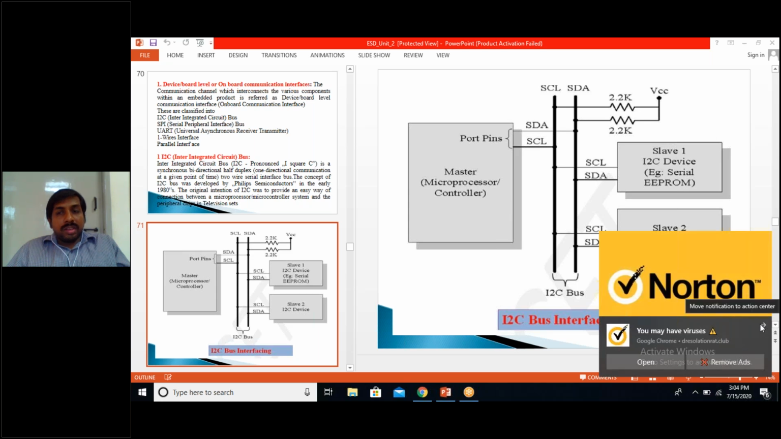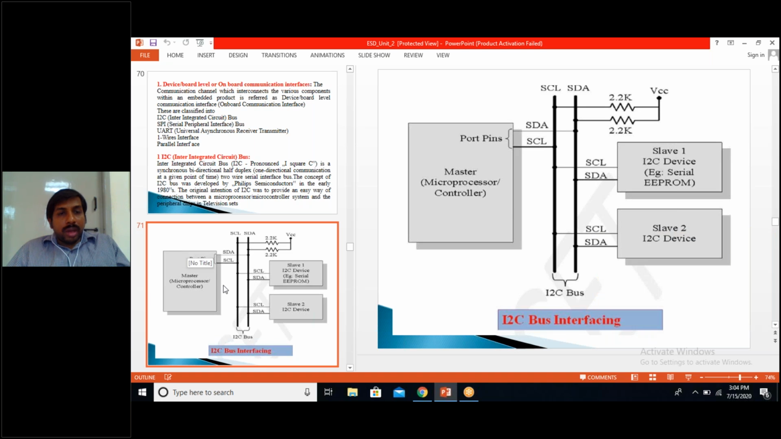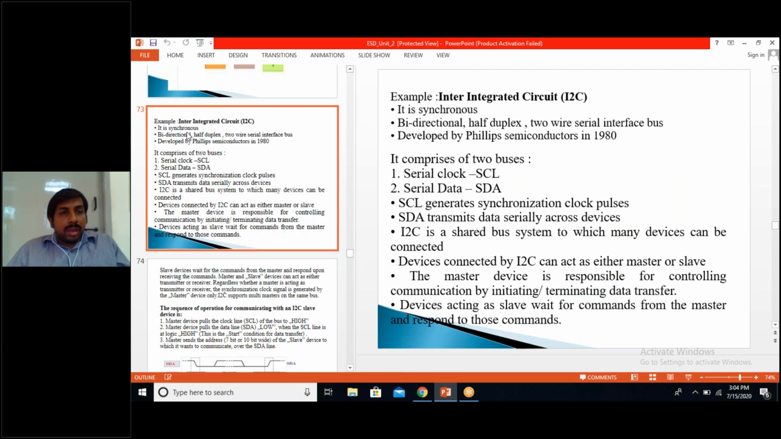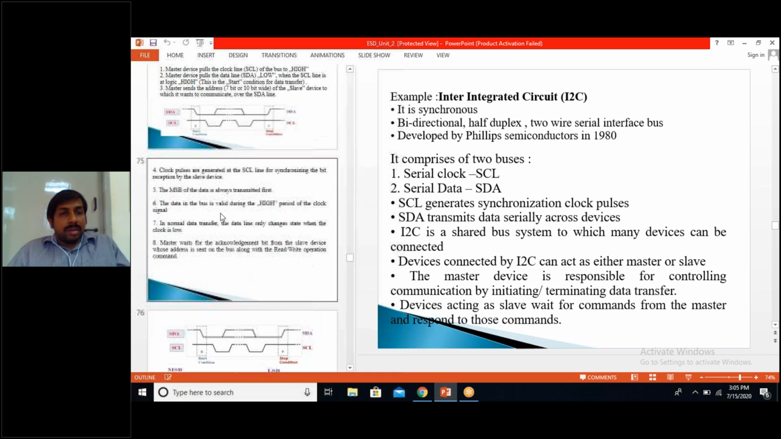So coming to architecture, there is a master. It has some ports called SDA and SCL, and the bus has two wires, and each of your slaves and master will have this SCL and SDA connected, and they are synchronous. So here SDA and SCL are connected to microcontroller, EEPROM, ADC. It comprises two lines, serial clock SCL and serial data SDA. SCL generates synchronous clock pulses. SDA transmits the data serially across devices. It is a shared bus system, and anyone can act as master, the other will act as a slave, and devices acting as slave will wait for the commands from the master and respond to the commands.